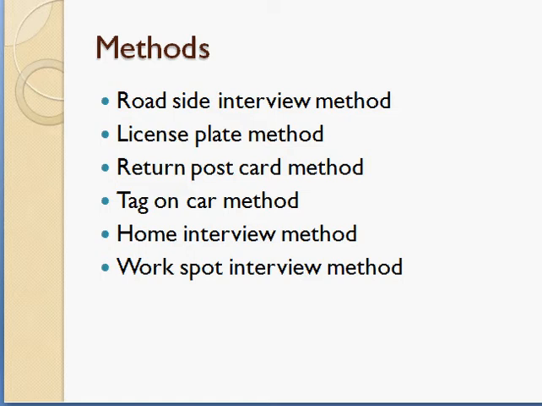Next is the license plate method. This will just give you the origin and destination of a trip. In the license plate method, we have a number of zones, and each zone has an entry and exit point. Observers will be located at all entry and exit points of these zones, and they will note the register number and the time at which each vehicle reaches that entry or exit point.